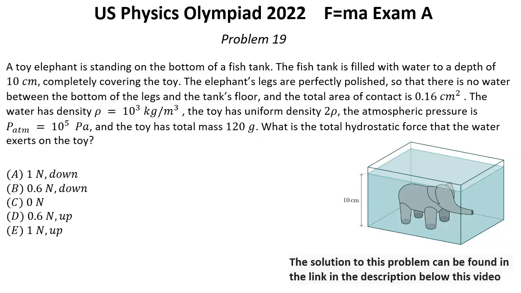The water has density rho equal to 1000 kilograms per cubic meter. The toy has uniform density 2 rho. The atmospheric pressure is 10^5 pascals, and the toy has a total mass of 120 grams. What is the total hydrostatic force that the water exerts on the toy?